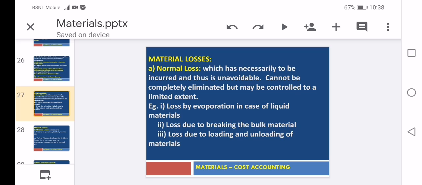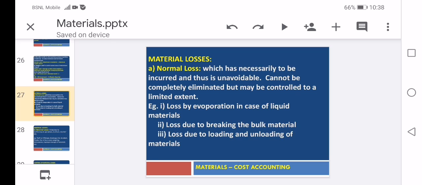Normal losses are generally incurred in the process which is unavoidable. Means in the process of managing the materials it happens, which cannot be avoided. But there is a possibility of minimizing the loss. So which is unavoidable but which can be controlled is normal loss. Under which conditions does this normal loss happen?